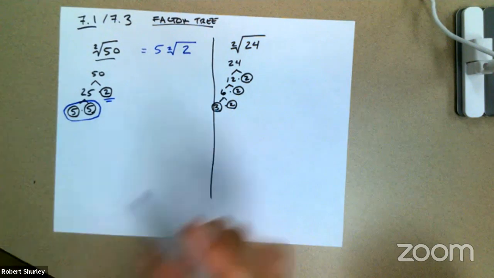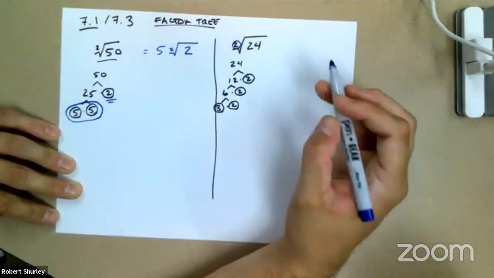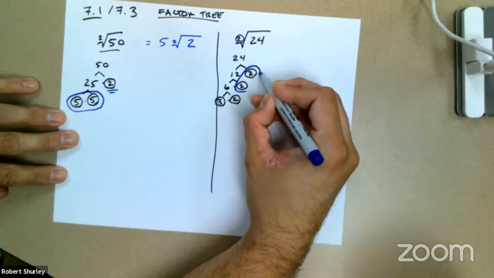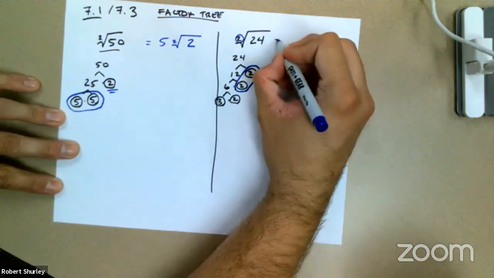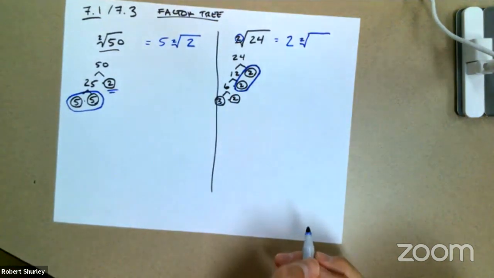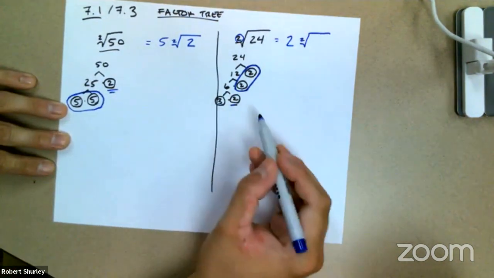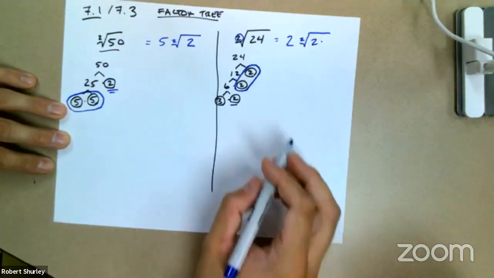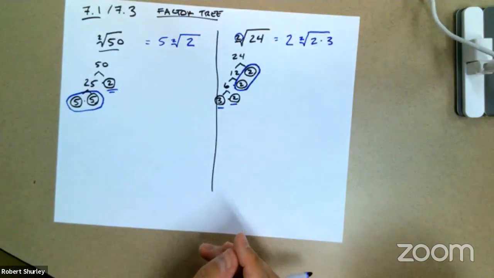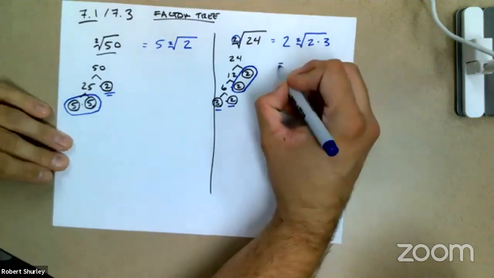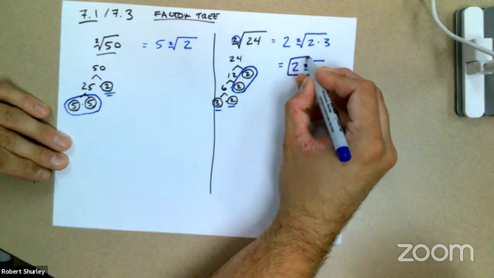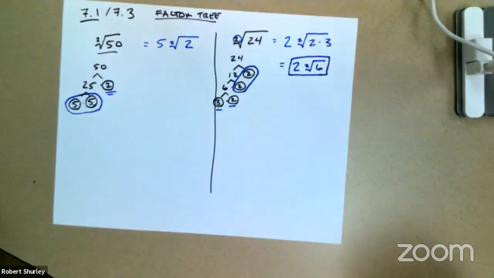Now look, I'm still looking for pairs, not 3 of a kind. I see that I have three 2s here. I'm not worried about that. All I need to know is I've got a pair of 2s there. So that 2 can come out. The other 2 doesn't pair up, there's not another 2, so it's going to stay underneath. The same thing with the 3. There's not another 3, so it stays underneath. So you wind up with 2 square root of 6.